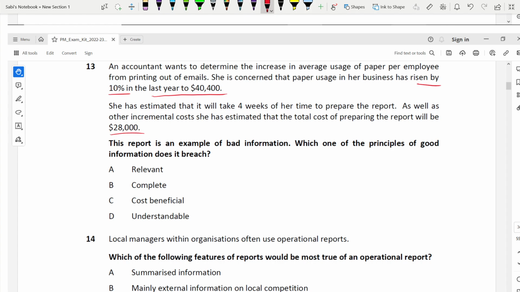Which of this is an example of bad information? Sorry, this report is an example of bad information. Obviously the cost is more. Which one of the principles of good information does it breach? All these four are principles of good information, but out of these four, only one she is breaching. Relevant, complete, cost beneficial, understandable. It is cost beneficial. When the cost is more than the benefit of providing that information, you should not provide it. You should do a cost benefit analysis.